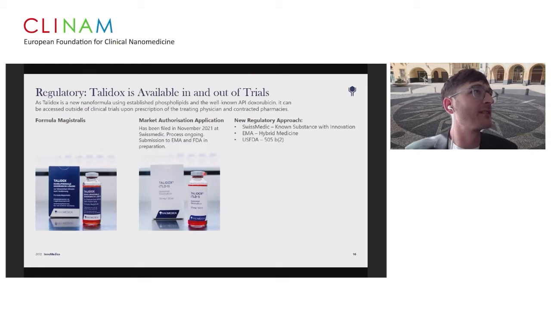Regulatory-wise, I think it's interesting to note that Talidox, in the regulation of Swissmedic, is a known substance with innovation. In the EMA kingdom, it's a hybrid medicine, and in the United States, it's a 505(b)(2). Also, outside of clinical trials, Talidox is now available in Switzerland, and we're making efforts so that it's also available outside of the country as a formula magistralis.